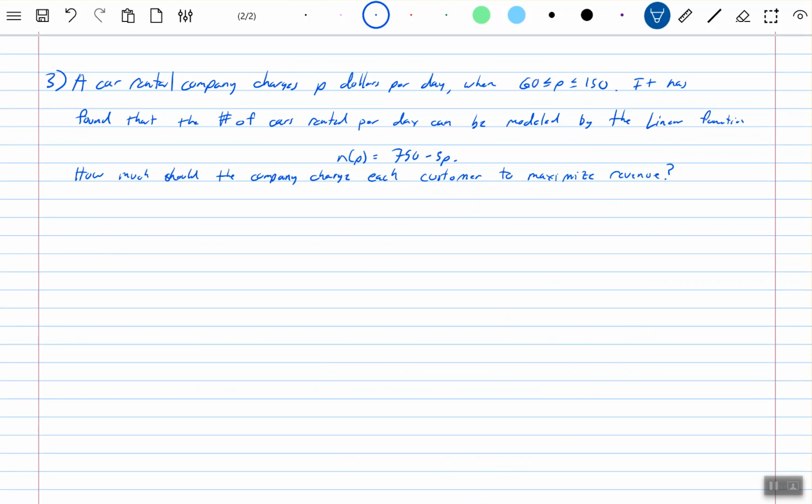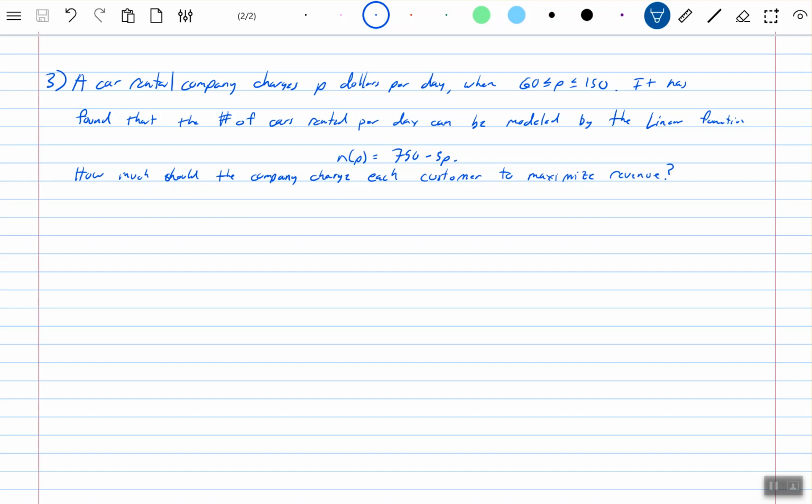All right, let's give this problem a swing. A rental car company charges p dollars per day, where the price ranges between $60 and $150. It has found that the number of cars rented per day can be modeled by the linear function n(p) equals 750 minus 5p. How much should the company charge each customer to maximize revenue? Okay, so n(p) is the number of cars that they rent out per day based on the price, all right?